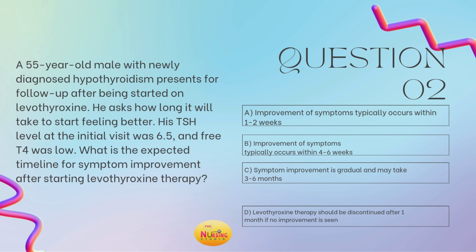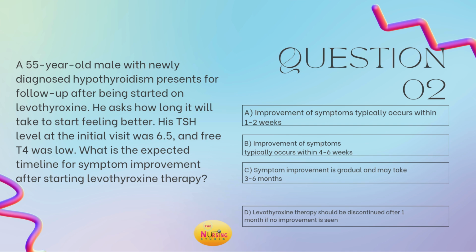Is it A, improvement of symptoms typically occurs within 1 to 2 weeks? B, improvement of symptoms typically occurs within 4 to 6 weeks? C, symptom improvement is gradual and may take 3 to 6 months? Or D, levothyroxine therapy should be discontinued after 1 month if no improvement is seen? Take a moment and tell me what you got, you guys. Tell me what you got.